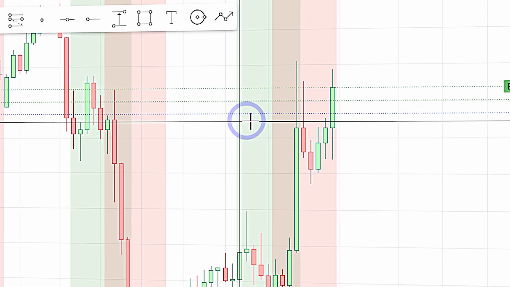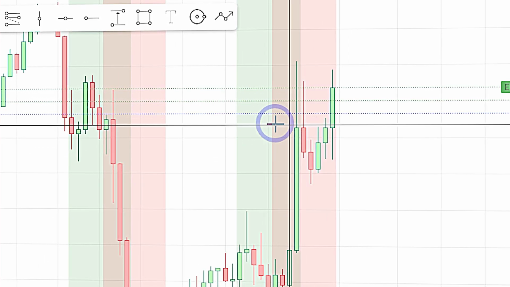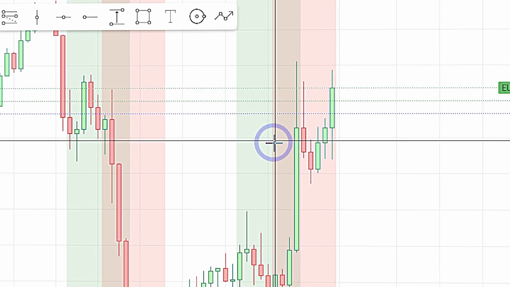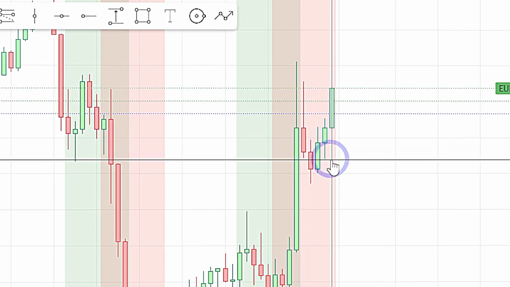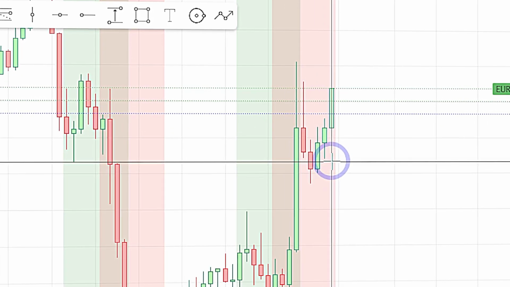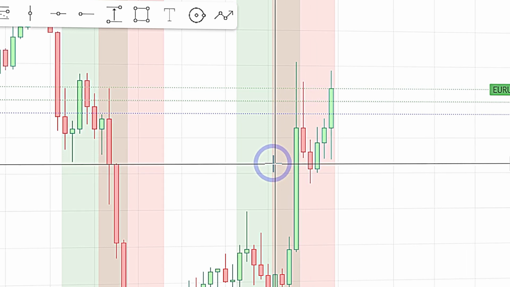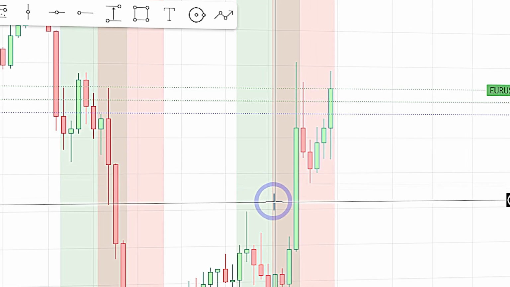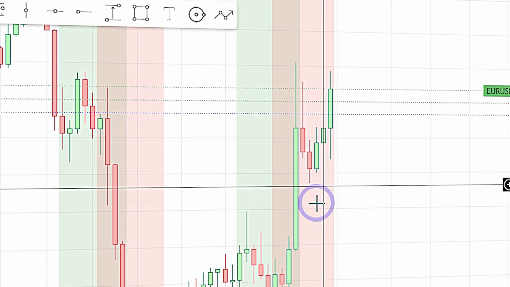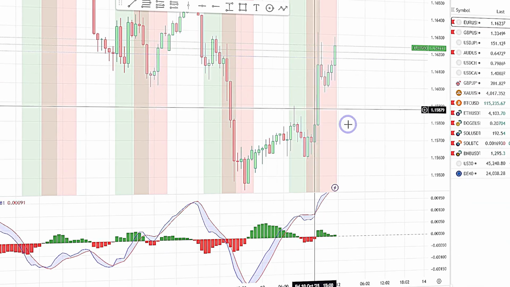Now, from here to here is the London session overlap into the US session, and from where my crosshair is to the last part of the red is the US session. The US session started somewhere around here and ended just here. So this is one thing I want you to pay attention to, and this is beautiful.